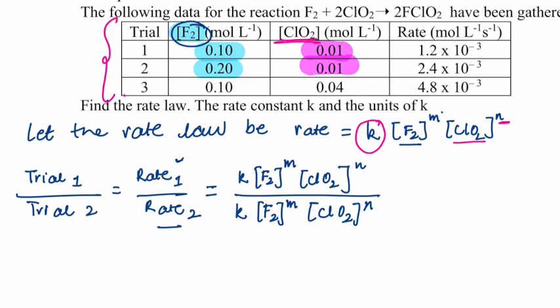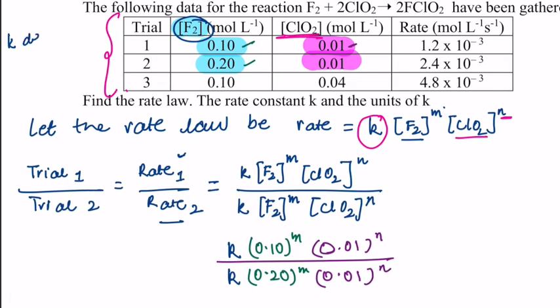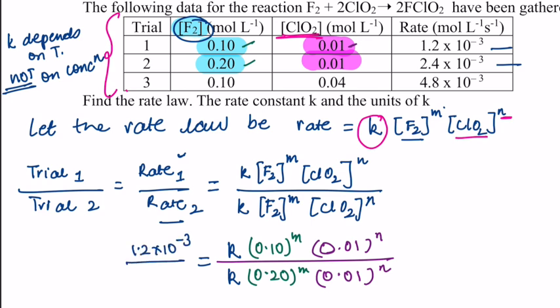So let's go ahead and put in those numbers, 0.01 raised to power n, 0.01 raised to power n in both cases because it's not changing. And the concentration of fluorine is changing from 0.10 to 0.20 in trial 2. Remember, K stays the same because K only depends on temperature. It does not depend on concentration. So do not write K1, K2. Let me now go in and plug in the rate values experimentally determined, rate 1 and rate 2.